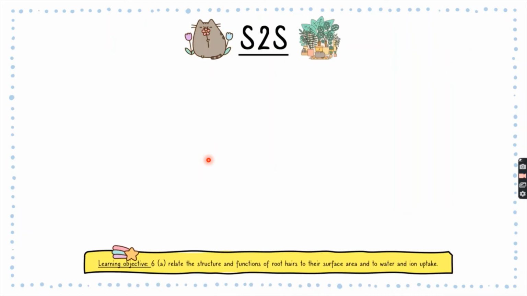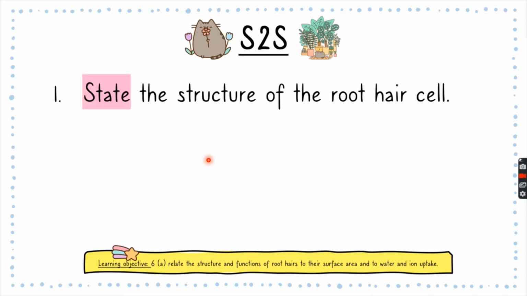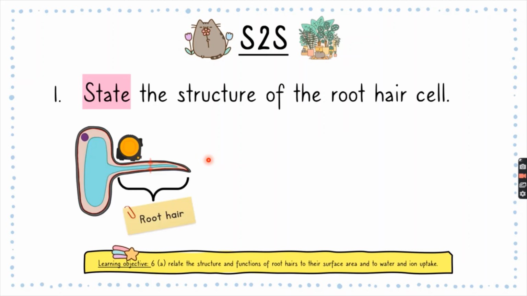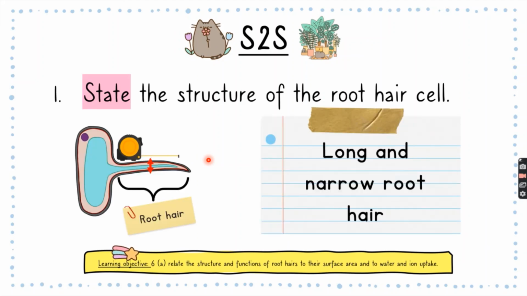Okay, finally, kind of to summarize the whole point, we're going back to our step to success. So the first one, state the structure of the root hair cell. I hope you guys remember this, that the root hair cell is literally just long and narrow, that it has a long and narrow root hair. Okay, remember that this part is the root hair and that is the special part.